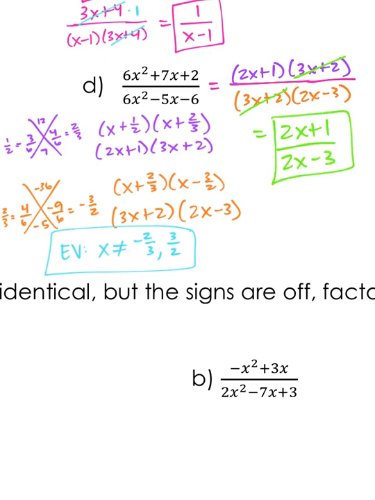Now, I know that the temptation is there to cancel out those two x's. You cannot. Do not cancel out the 2x. You can't do that because it is a whole expression on the top and a whole expression on the bottom.